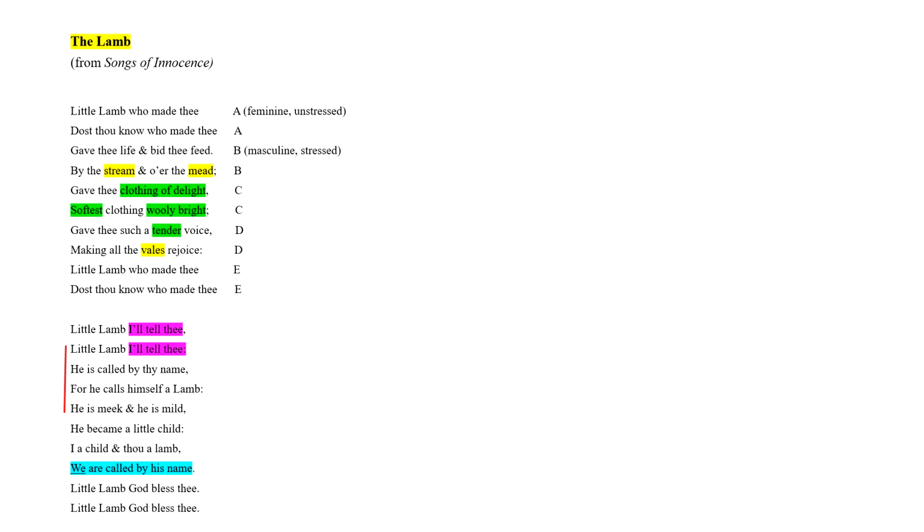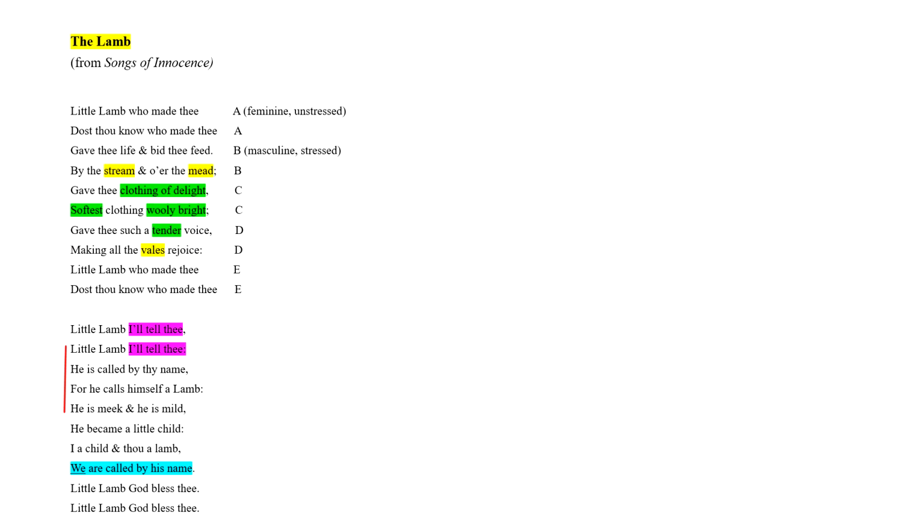Line 4, which is marked in yellow, mentions by the stream and or the mead, which is just an old-fashioned word for meadow. Line 8 mentions vales, which are valleys. This was very commonplace, simple language at the time of writing.